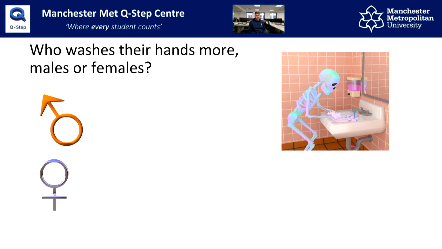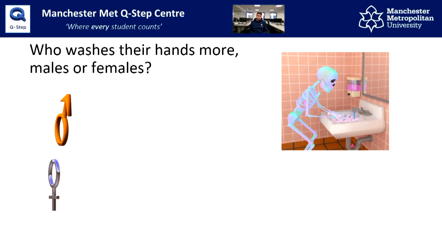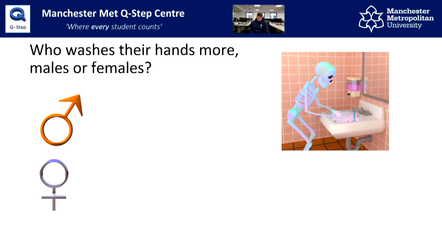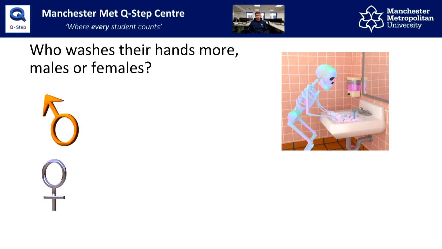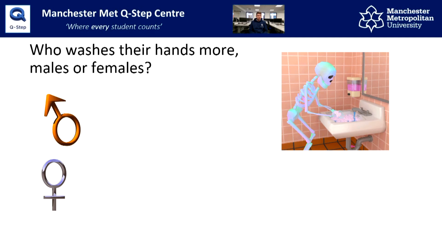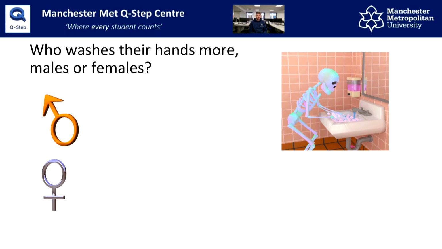So what we have is a question: who washes their hands more, males or females? So there's two variables going on to be looked at here. There is, of course, gender, which is when we're comparing males or females, or sex or gender at birth. And then we have another variable, which is whether or not the respondent has washed their hands. So what we have is some real data here. We're comparing people with their biological sex or the gender assigned at birth, and we're looking at whether or not they washed their hands after visiting the restroom.